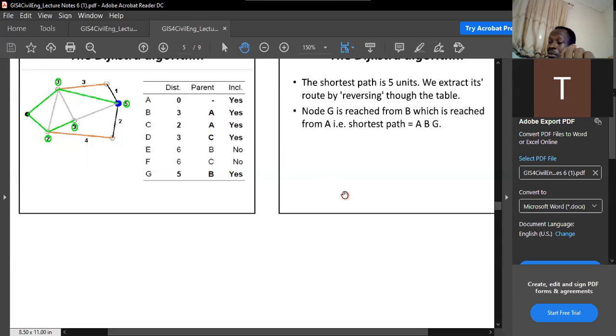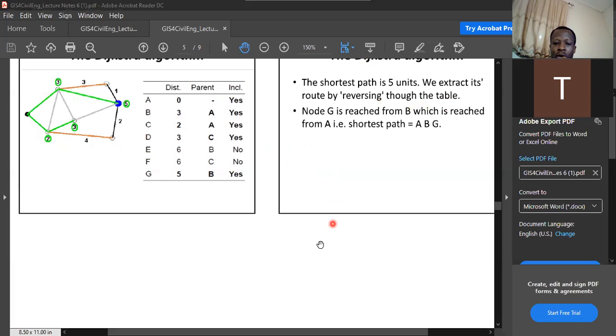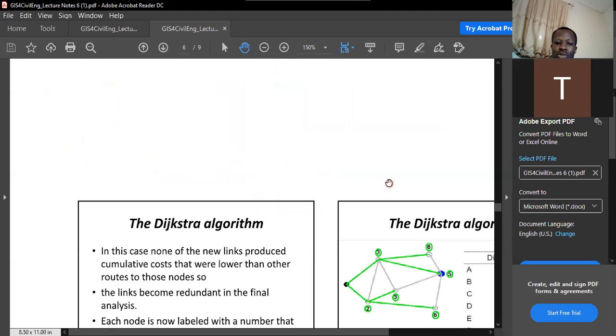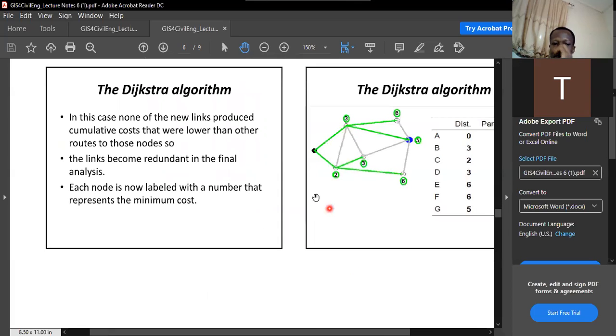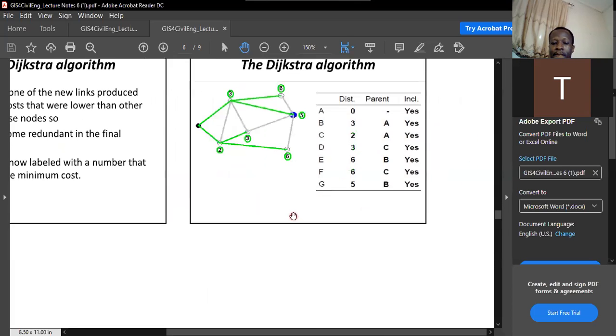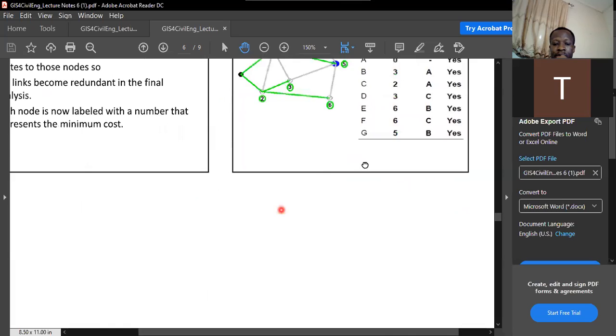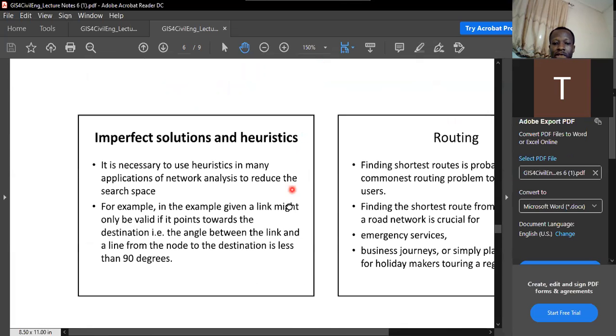In some networks, moving in one direction is more expensive than going in the other direction. Let's take an example of moving up a slope. Going up the slope is more expensive than going down the slope, but it's the same 2 points that you are traversing. That is why we're talking about reversing through it. So that is the Dijkstra algorithm: selecting links and going for the shortest path.